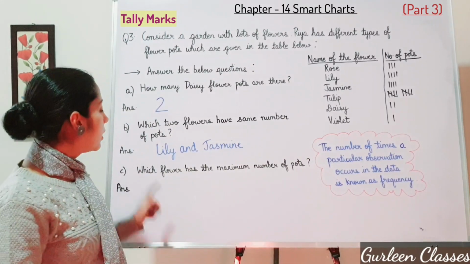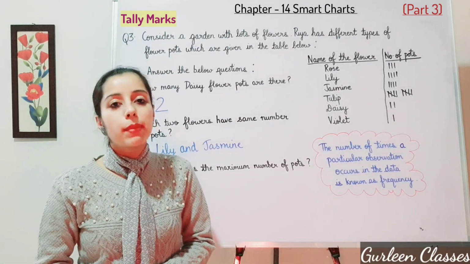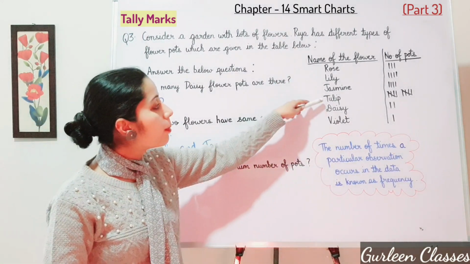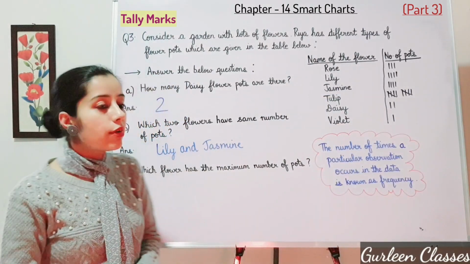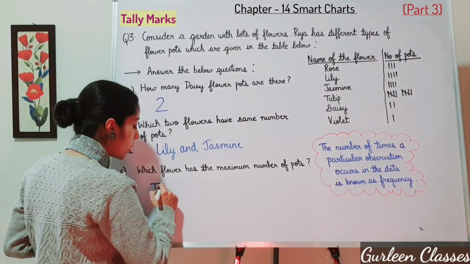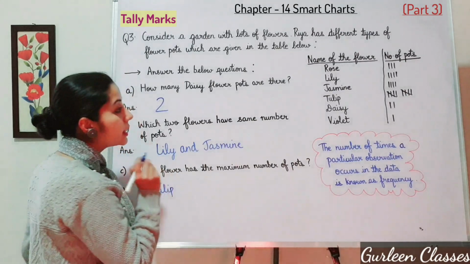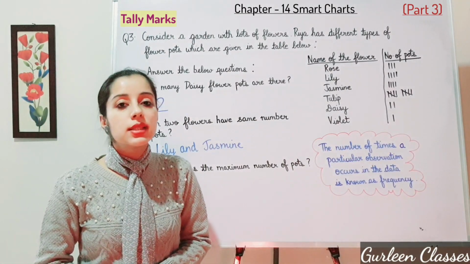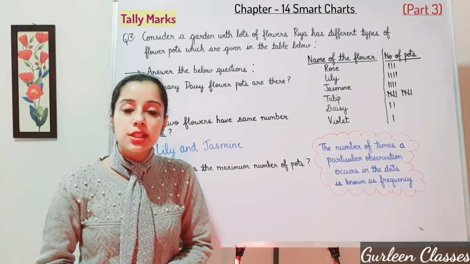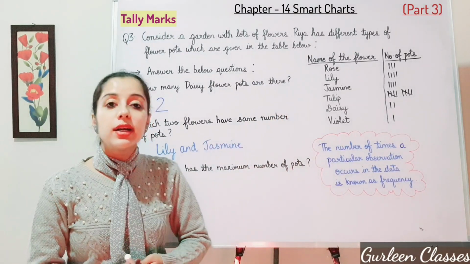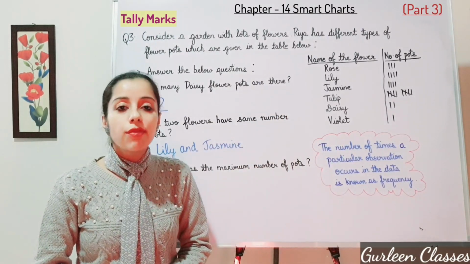Now C part, which flower has the maximum number of pots? So the maximum number of pots are tulip. Tulip flower has the maximum number of pots. How much? That is 10. So I hope students now you are able to answer the questions by reading these tables where tally marks are written instead of numbers.